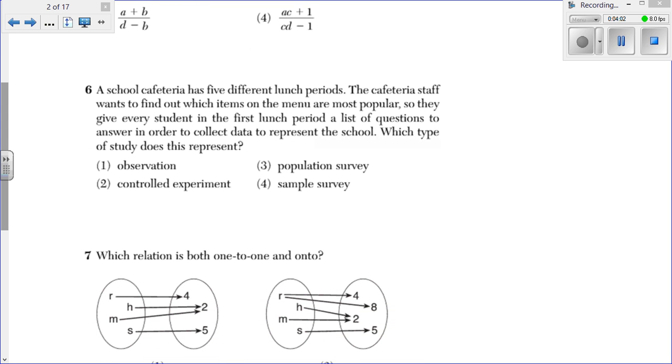A school cafeteria has 5 different lunch periods. Cafeteria staff wants to find out which items on the menu are most popular, so they give every student in the first lunch period a list of questions to answer in order to collect data to represent the school. Which type of study does this represent? An observation, a controlled experiment, population survey, or a sample survey? Since it's not interviewing everybody, it is a sample survey. If they surveyed everybody, they asked everybody in all 5 periods, then it would be a population survey.